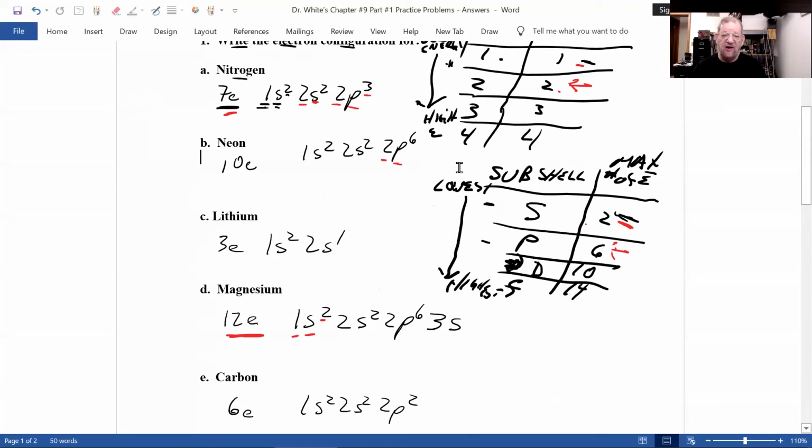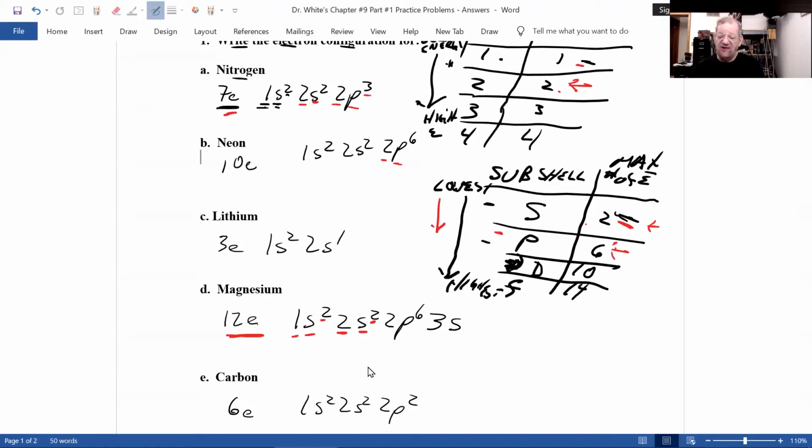Now I have to go to the next shell, which is the next lowest energy, which is 2. And 2 has 2 subshells. The first one is 2s, and I'll put in 2 electrons because that's all I can put in any s subshell. That's 4, and I've got a lot more to go. The next subshell in 2 is 2p, because you go down.